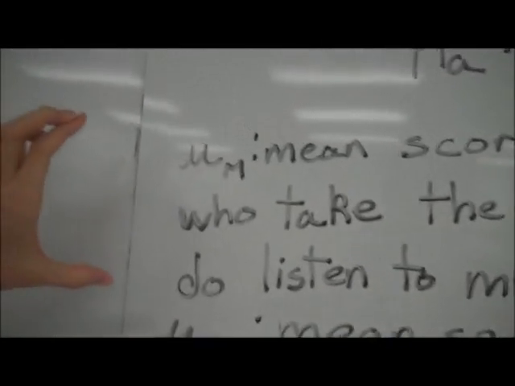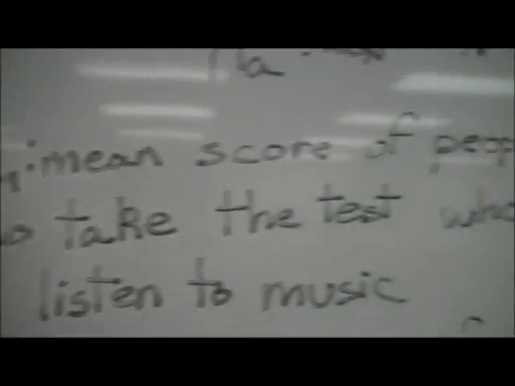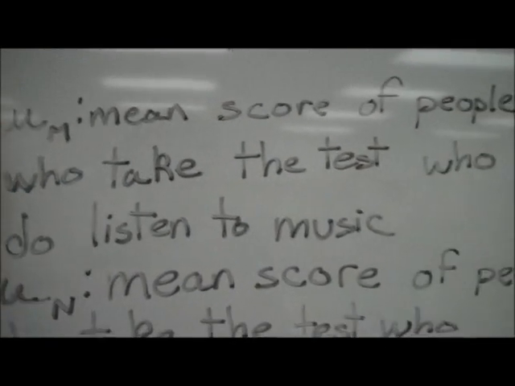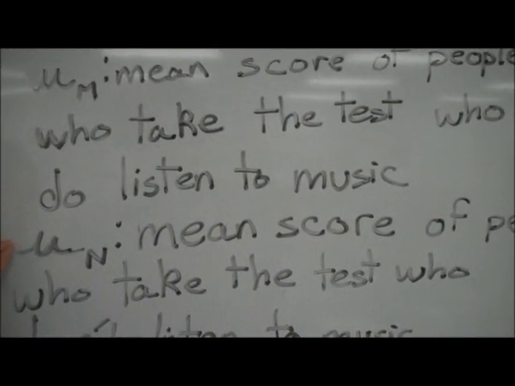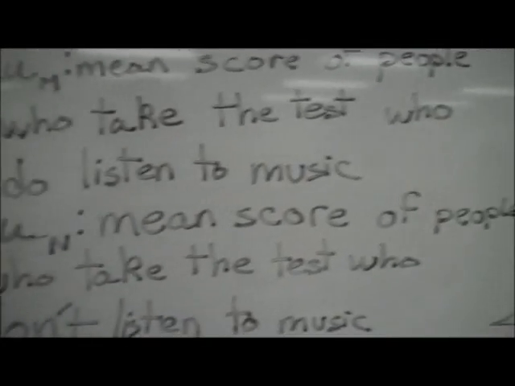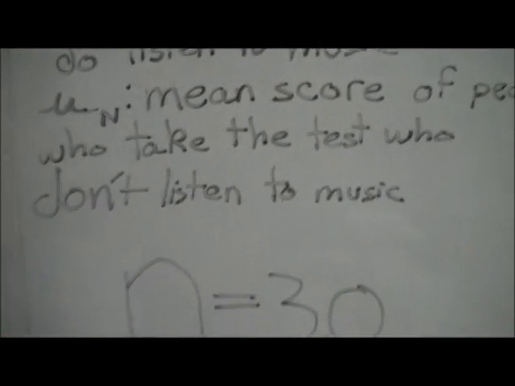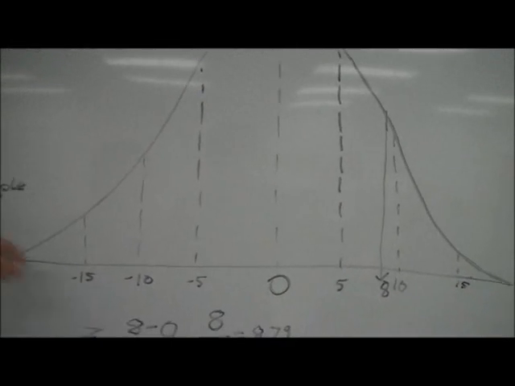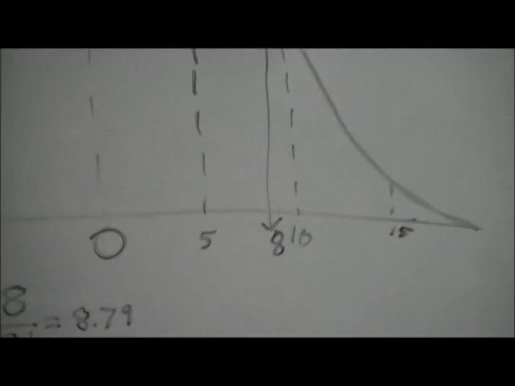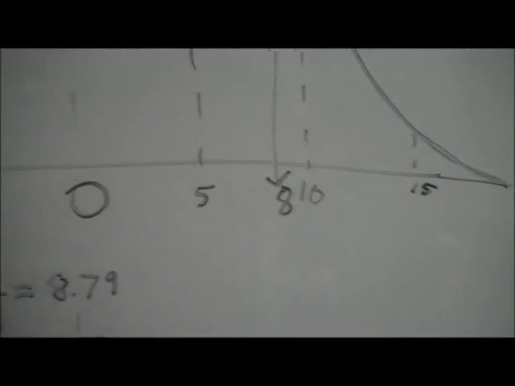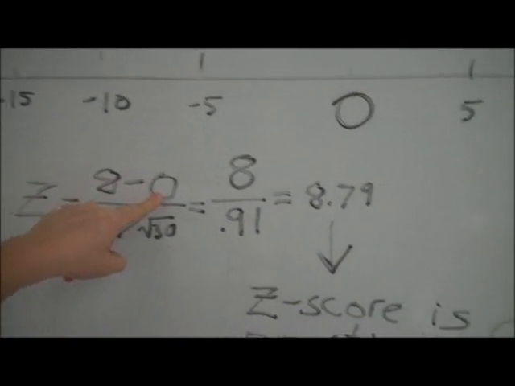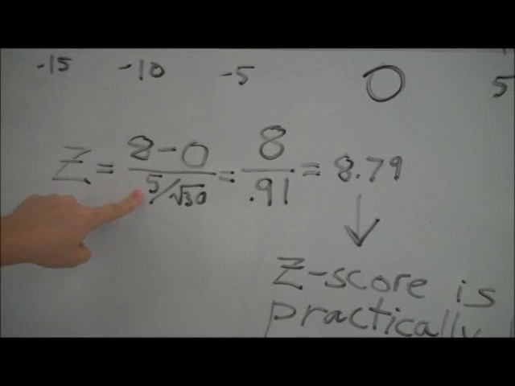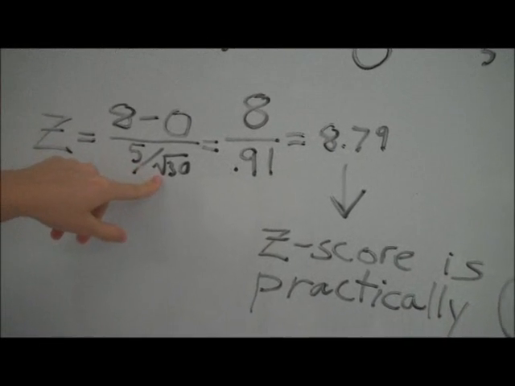So mu of m is the mean score of people who take the test who do listen to music. And mu of n is the mean score of people who do take the test and don't listen to music. Our n is going to equal 30. And so after we did our experiment, we found that the mean score difference is 8. So then, to solve for this, it's x bar minus the mean over our standard deviation, which we already knew, over the square root of 30.